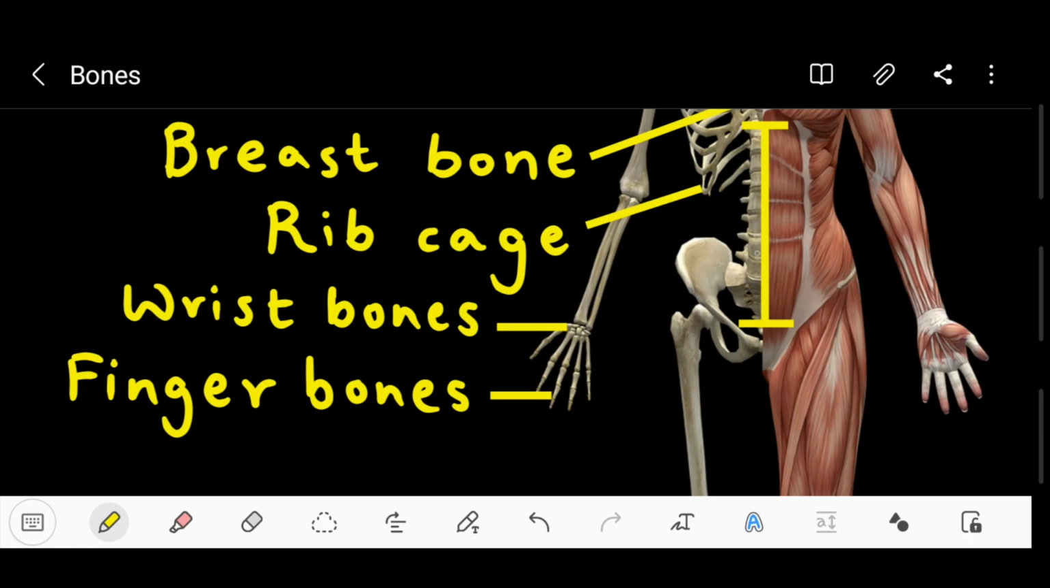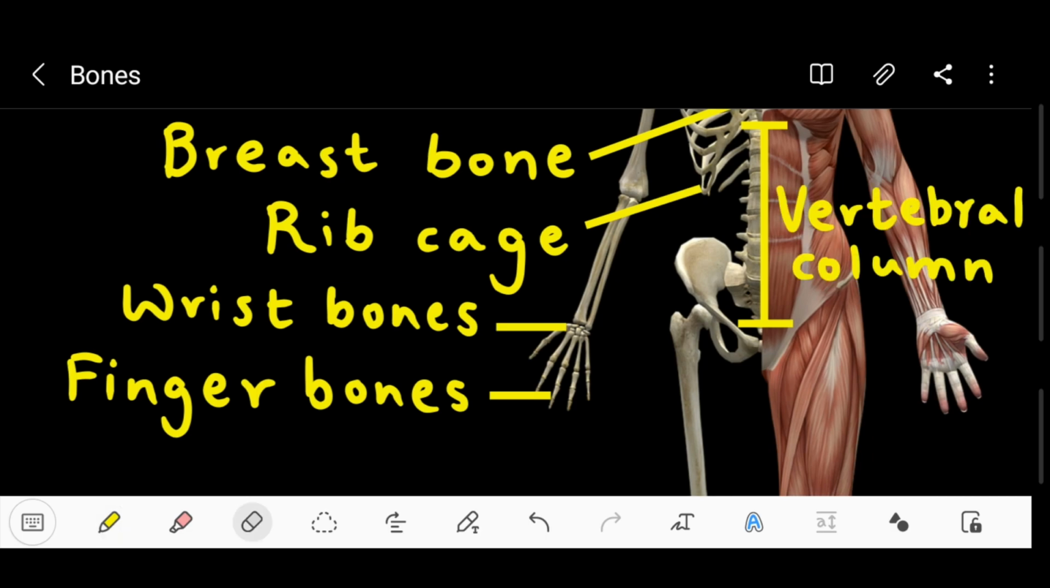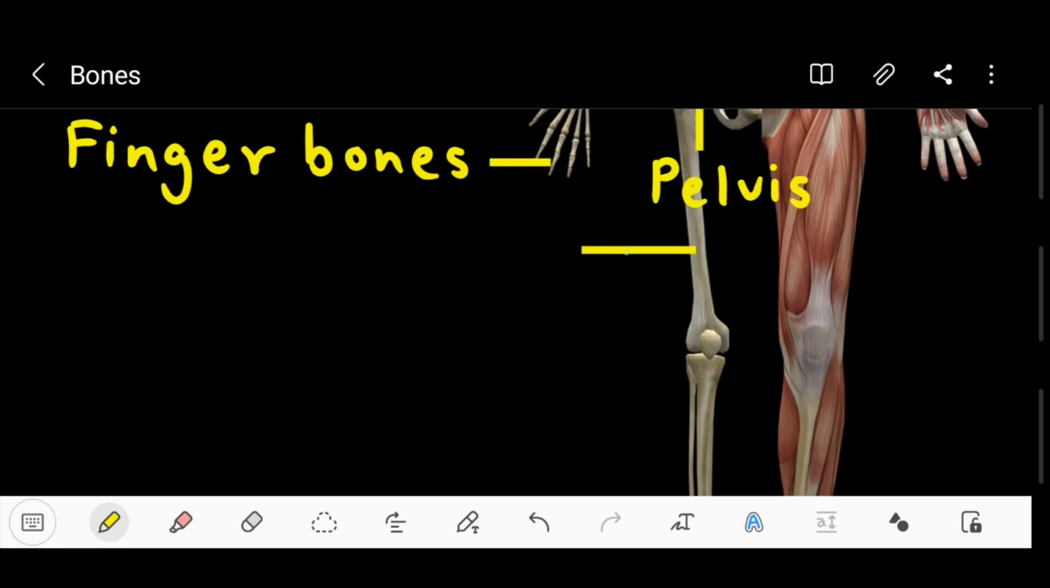And these bones that look like a column make up the vertebral column. This vertebral column actually starts all the way from your neck. Next we have this bone over here, which is known as the pelvis. Another name for the pelvis is the hip bone. This bone over here is known as the femur. Another name for the femur is the thigh bone.